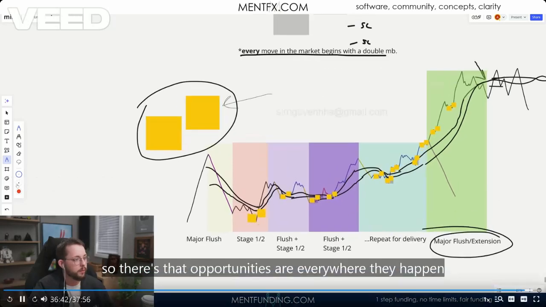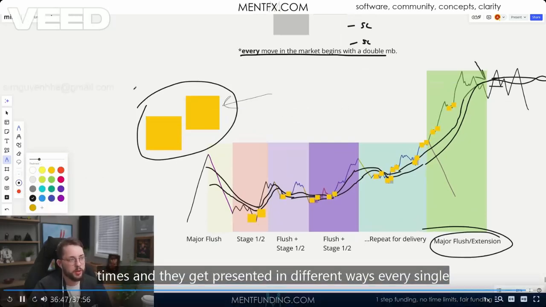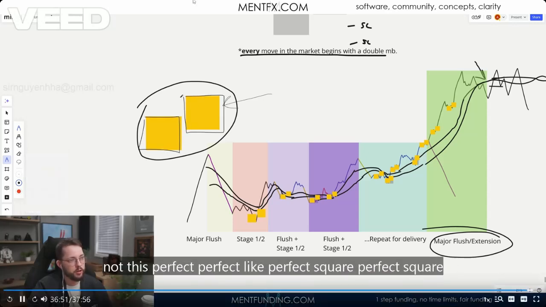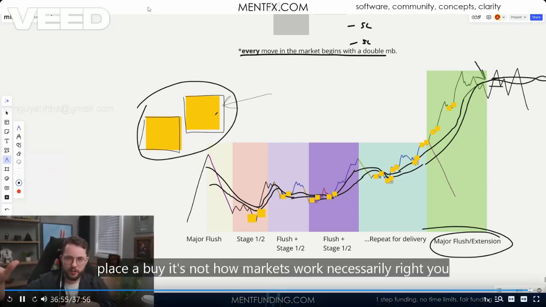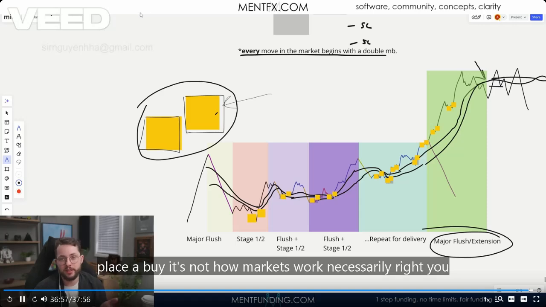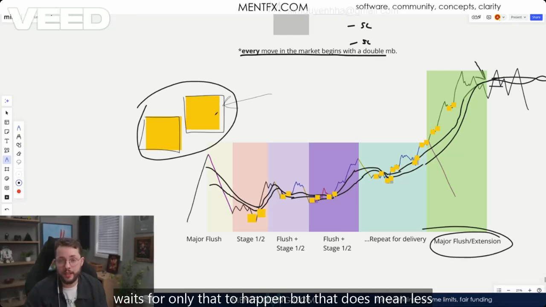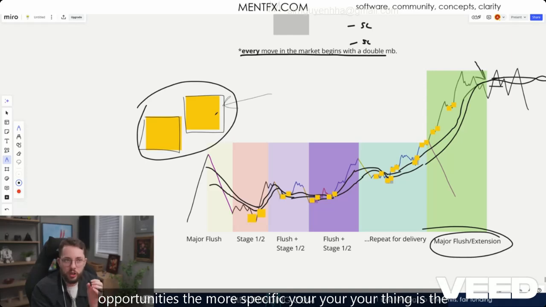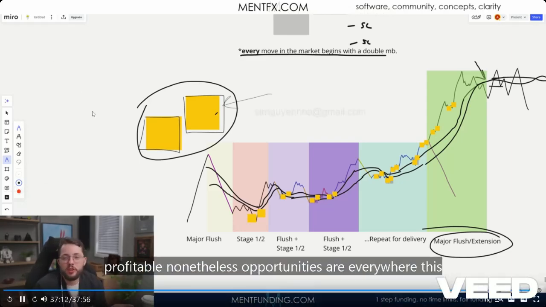Opportunities are everywhere. They happen over and over and over again. They get presented multiple times, and they get presented in different ways every single time because of how double MBs operate, right? Where they're not this perfect square, place a buy. It's not how markets work necessarily, right? You might find examples of that, and you might want to be a trader that waits for only that to happen, but that does mean less opportunities. The more specific your thing is, the less opportunities you might have. But again, that might be a good thing because maybe it means that you're very profitable.